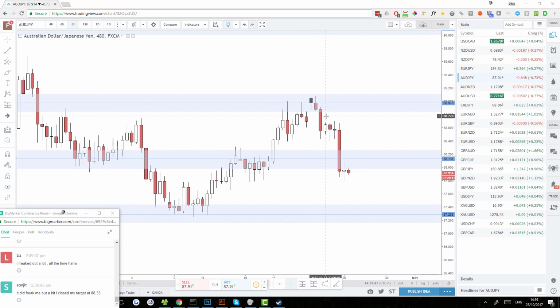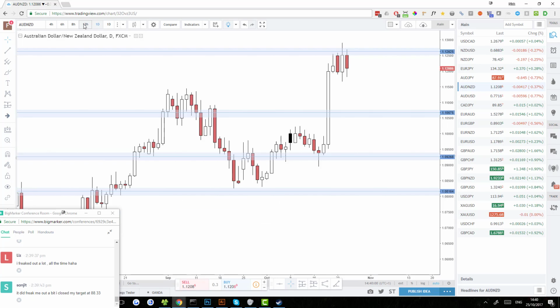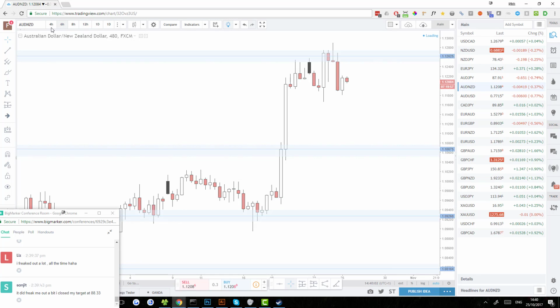Good work to those of you guys who were in AUDJPY and made some profit, and even more thumbs up to those of you who held on all the way down to the bottom of this. Nice work. All right, AUD New Zealand, what's going on with this? Ugh, just messy, isn't it?